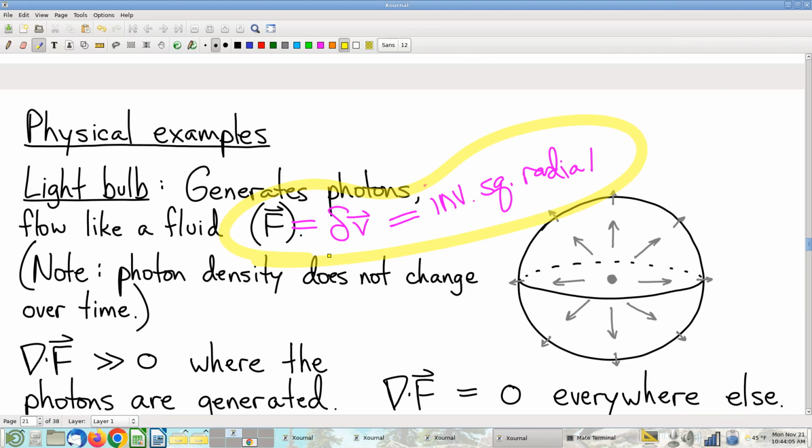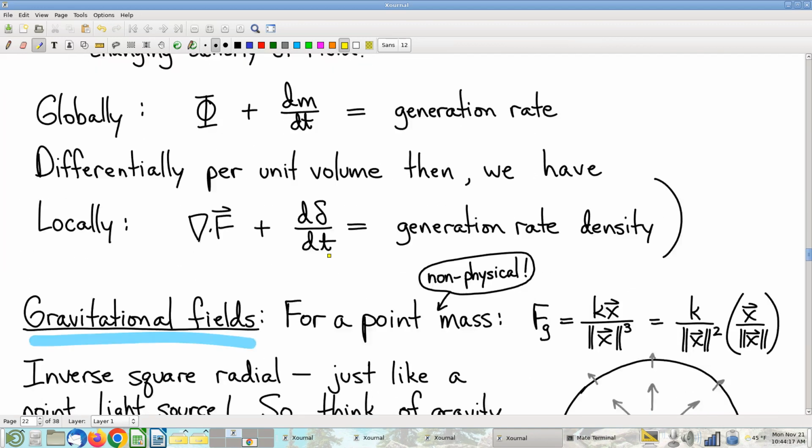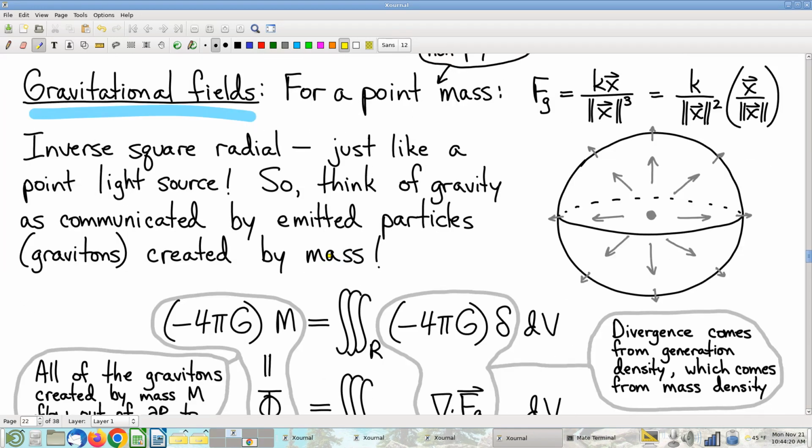When you have a light bulb, the corresponding, a point light source, not a point mass, but a point light source, is inverse square radial. So that's pretty weird. Gravitational fields look just like photon flow fields. And whenever there's a coincidence like this, that, oh my gosh, these two physically totally different things look exactly alike, then people start thinking, maybe it's not a coincidence. Maybe there's a natural reason why. And there is. I'm going to call it a point of view. Some people would call this a theory, I think.